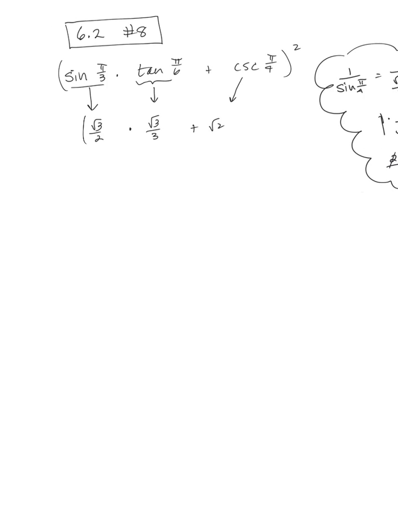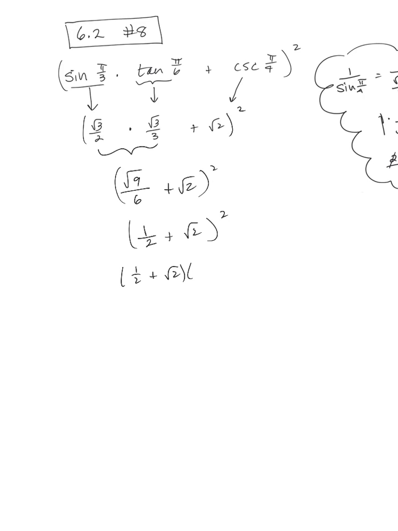And then remember, this whole thing was squared. So here, this would give us square root of 9 over 6. And then that simplifies, that would be 3 over 6, so that would simplify down to 1/2. And then we're going to square this, so I would have 1/2 plus square root of 2 times itself when I FOIL that out.